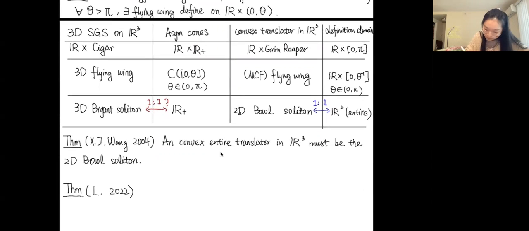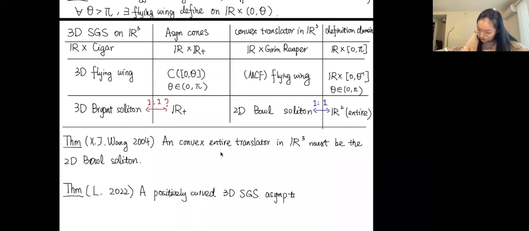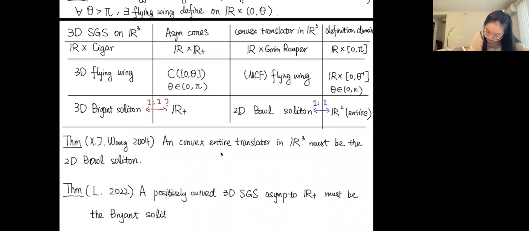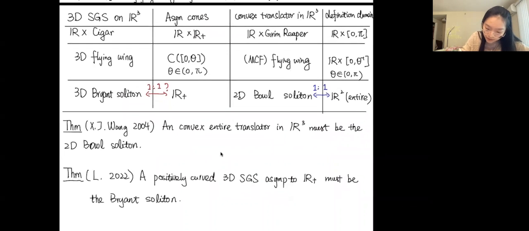What we proved is that a positively curved 3D static gradient soliton asymptotic to a ray must be the Bryant soliton. These conditions are compared as follows. This convex condition is compared to this positively curved condition here.